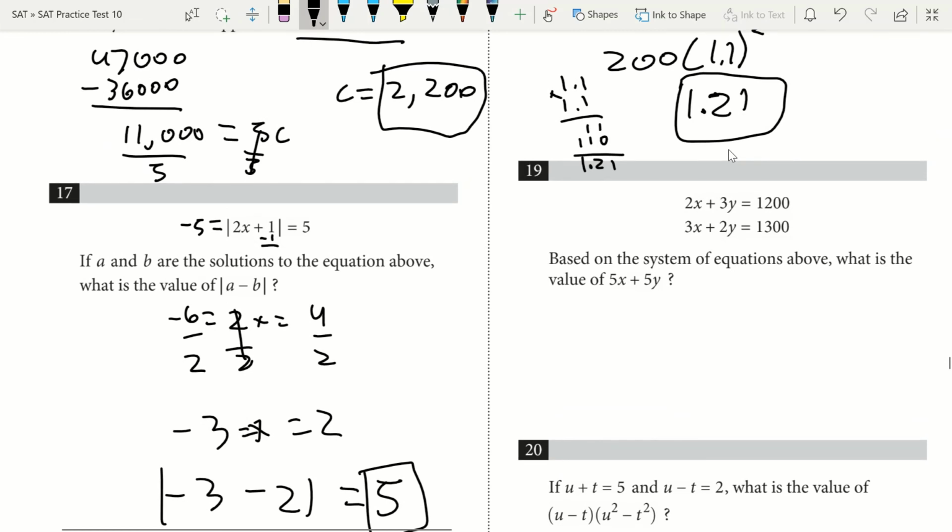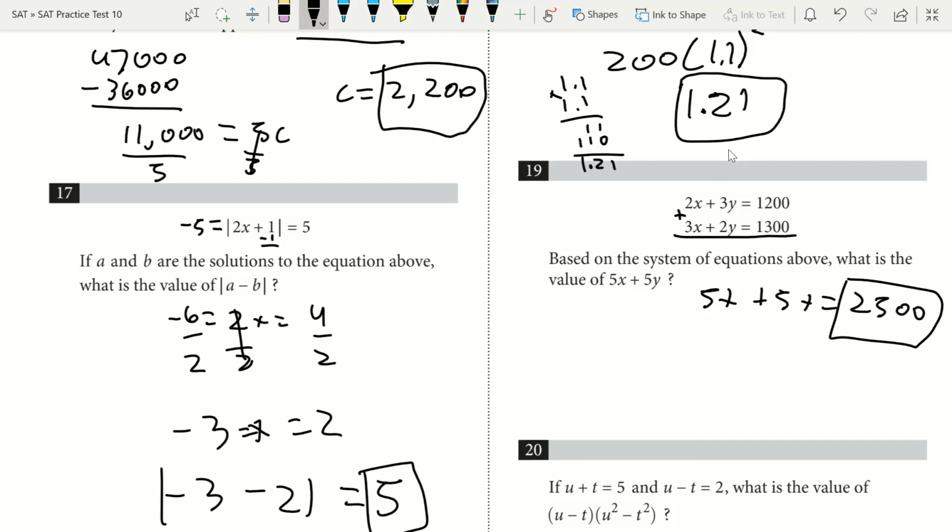Based on the system of equations above, what is the value of 5x plus 5y? I see if I add these two, I'm going to get 5x plus 5y equals 2,500. Therefore, 5x plus 5y is equal to 2,500.